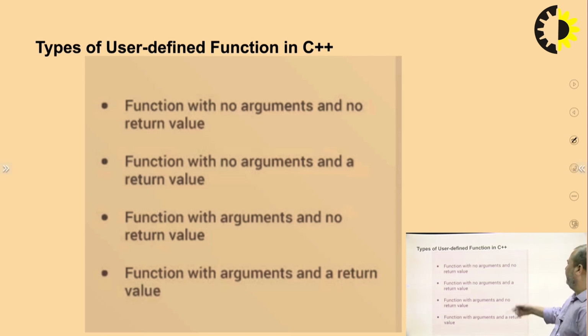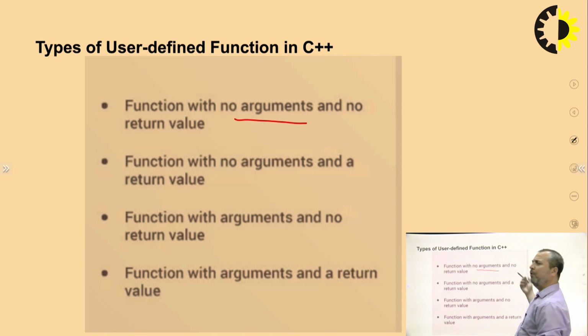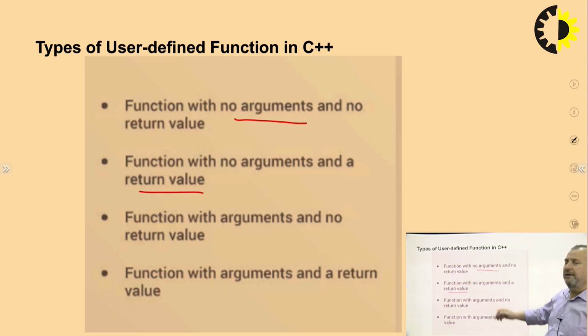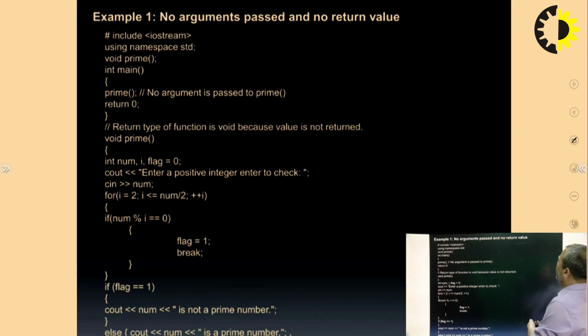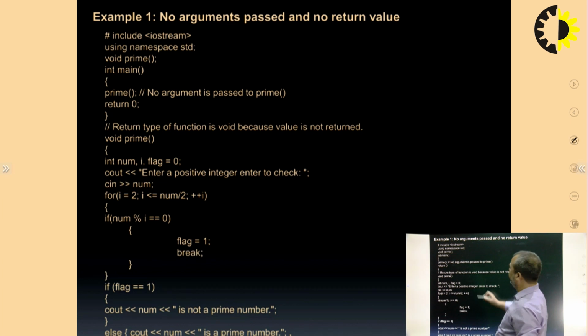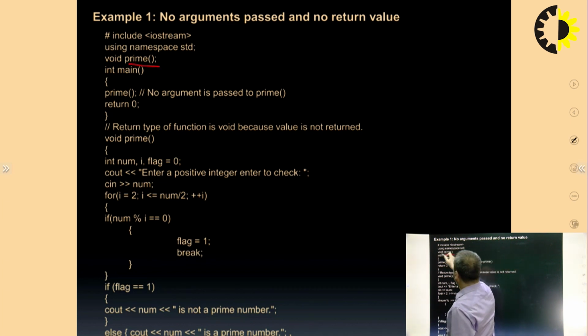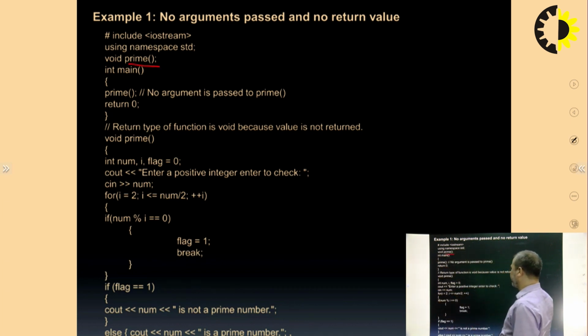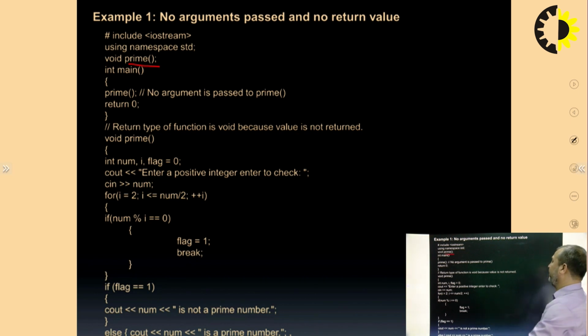Further, there can be different types of functions. A function can have no argument, it is okay. A function with no argument and a return value is possible. There is no argument, but it returns something, which could be int, float, or even a user defined data type. A function with an argument and no return value is also possible, and a function with an argument and a return value. For example, for a prime number function, there is no argument and no return type. It will check the prime number.